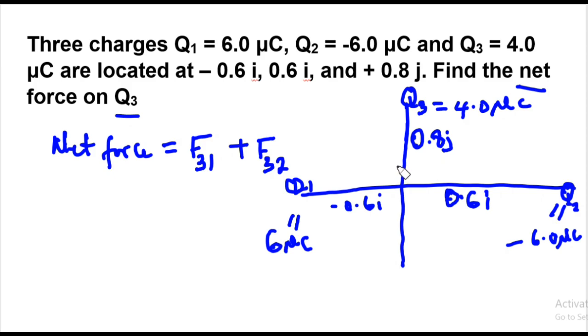So the question says, find the net force on Q3. This net force on Q3 is the force on this Q3 due to this charge Q1. And we say that the net force will be the force on 3 due to 1 and the force on 3 due to 2, that is, due to the charge placed at Q2. So we shall be making use of this to solve this problem before us.